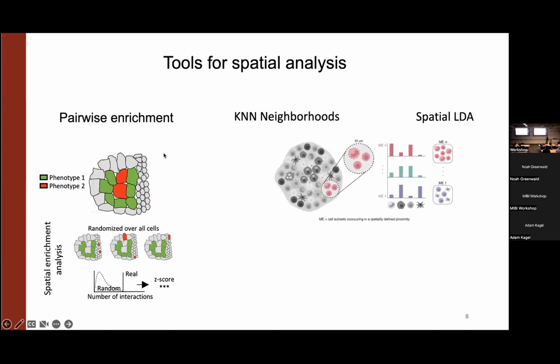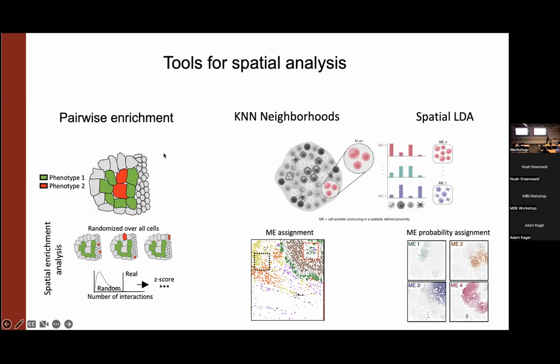Next, Candace and Adam are going to talk about two algorithms aimed at identifying microenvironments that involve several cell types and can be a recurring feature across your images. I'm just going to briefly mention the differences between the two and let Candace and Adam go in depth into each one. KNN neighborhoods outputs an assignment of one microenvironment per cell. It's just an additional label, like a cell phenotype, while the output of spatial LDA, the other algorithm, is a bit more complex. It gives you a probability map, which means that it assigns the probability of each cell belonging to each of the microenvironments.